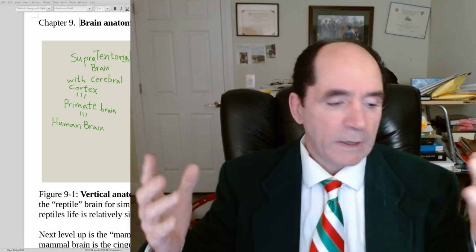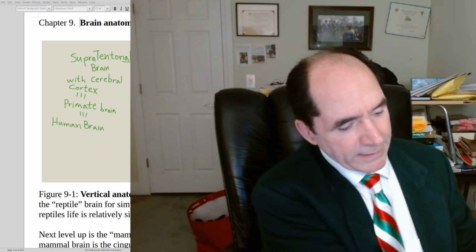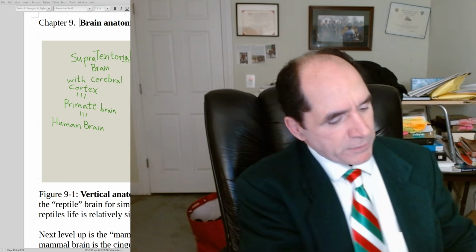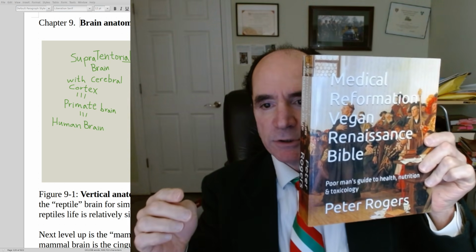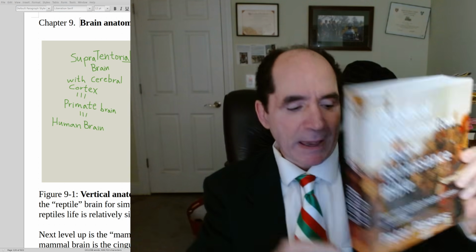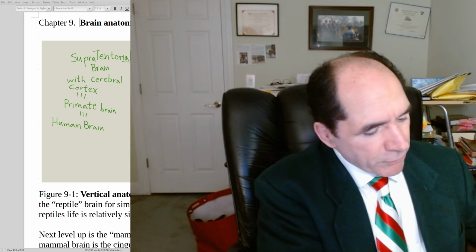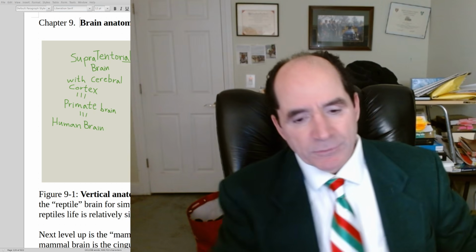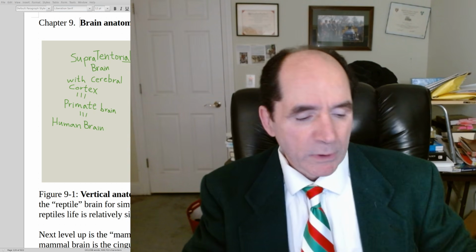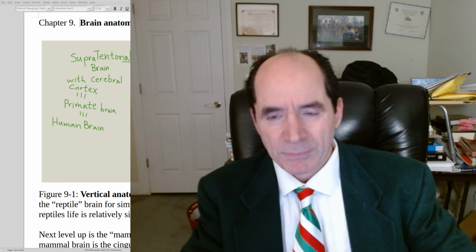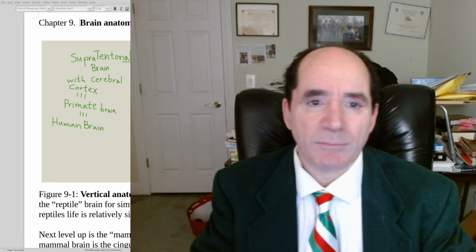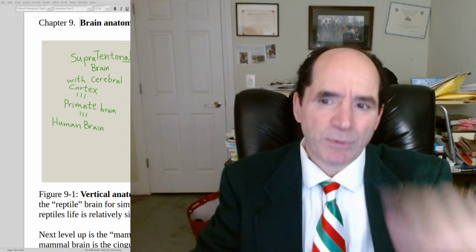Okay, this video is a lecture about brain anatomy, and it's going to be from a chapter of this book, Chapter 9. The book is Medical Reformation and Vegan Renaissance Bible by me. We're going to go through a certain amount of brain anatomy so you'll make sense of all the stuff, because we're going to talk a lot about how you prevent dementia, and it just helps having some general understanding of the brain.